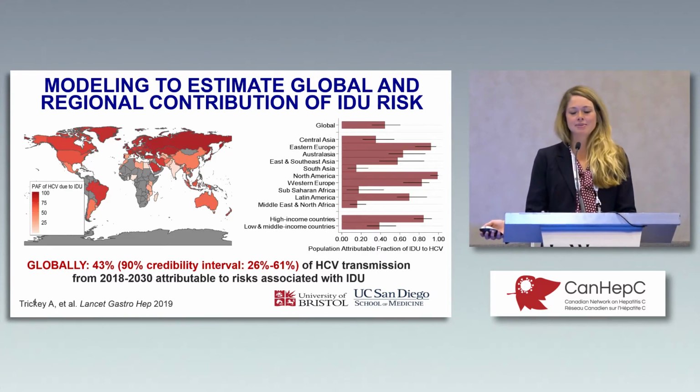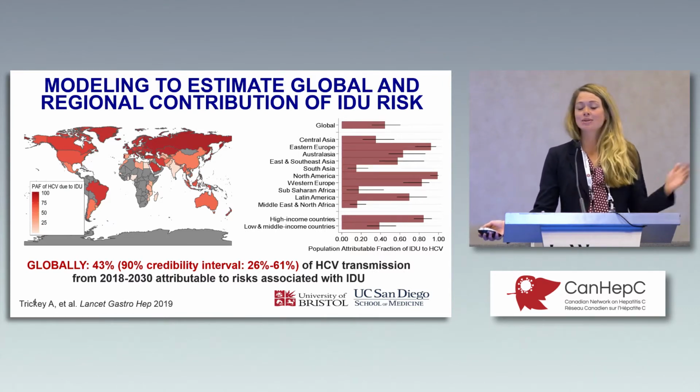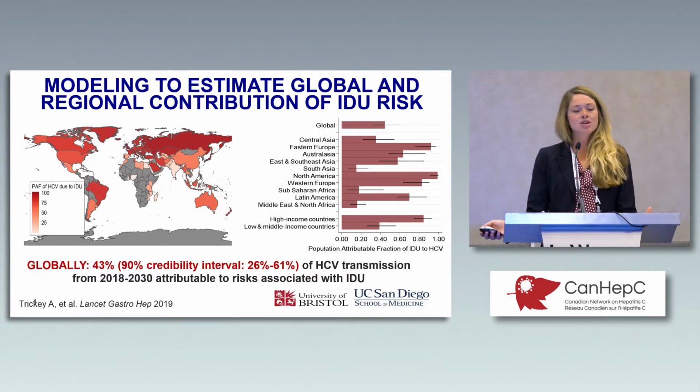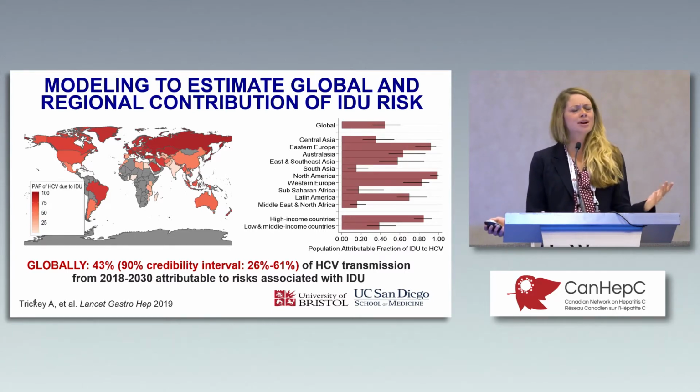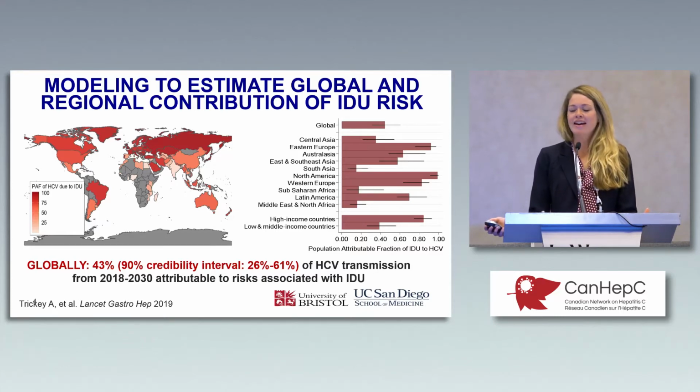So globally, it was estimated that approximately 43% of hepatitis C transmission from 2018 to 2030 could be attributable to injection drug use. But as you can see on the right-hand side of this slide, it was highly heterogeneous, with the proportion of new infections due to injecting drug use very, very high in high-income countries, 80, 90, or even 100%. Whereas there was less contribution in low-income countries. And I think the take-home point of this slide is that hepatitis C among people who inject drugs is an urgent problem worldwide, but countries are going to differ in their strategies in terms of how much they need to focus on this population to achieve elimination.